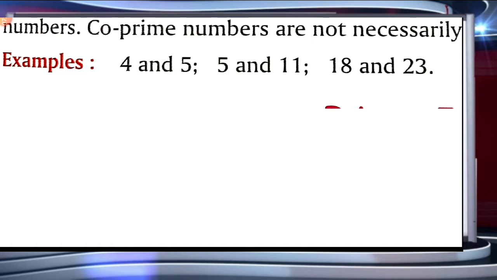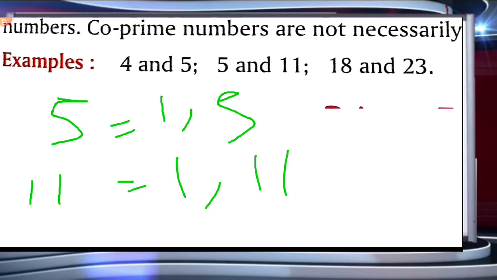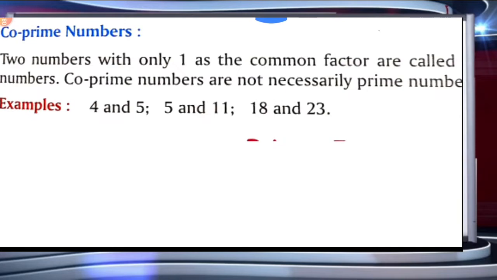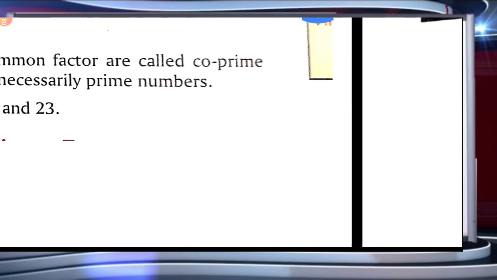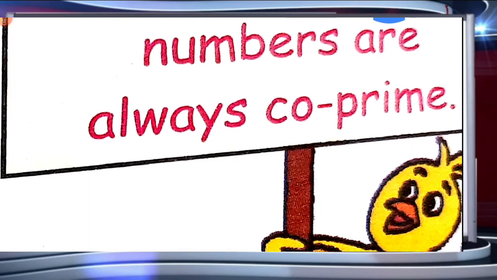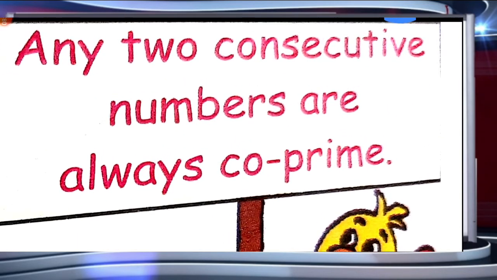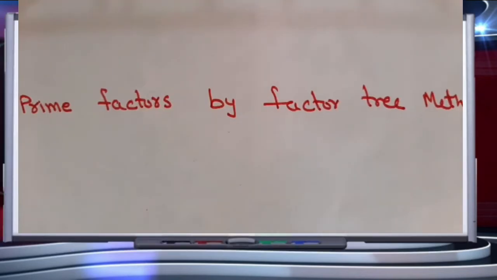Okay, now let us see another example also. Here factors of 5 are 1 and 5 and factors of 11 are 1 and 11. So here again the common factor is 1 only. So 5 and 11 are also co-prime numbers. Students, any 2 consecutive numbers are always co-prime. Remember this, that any 2 consecutive numbers are always co-prime because any 2 consecutive numbers have only one common factor, that is 1.